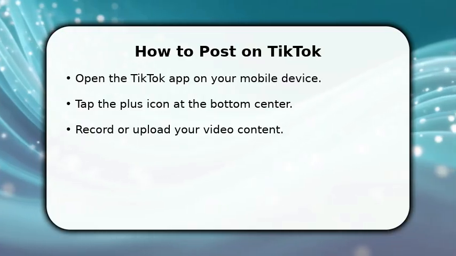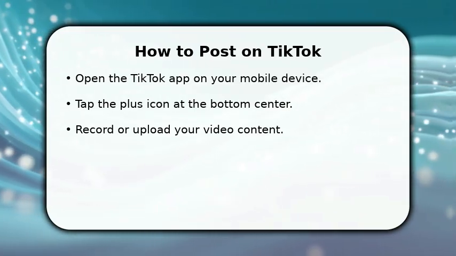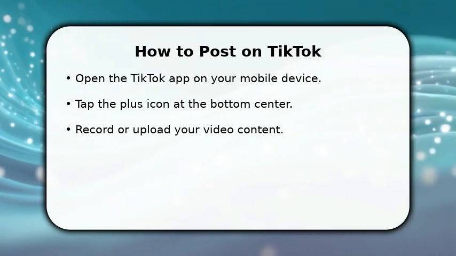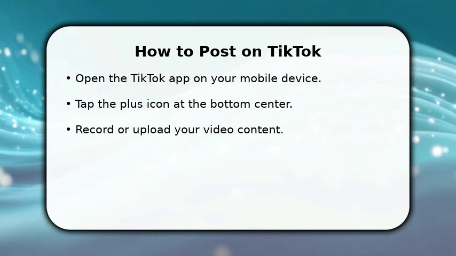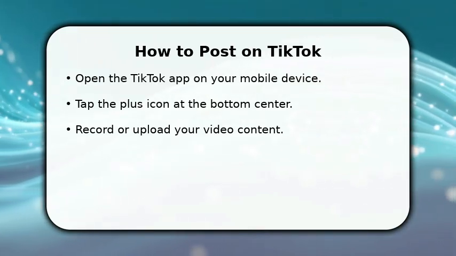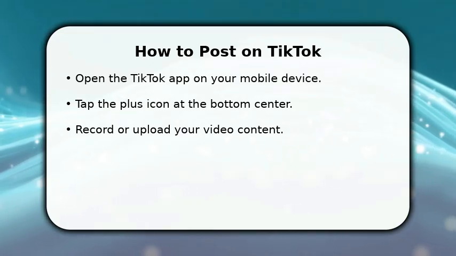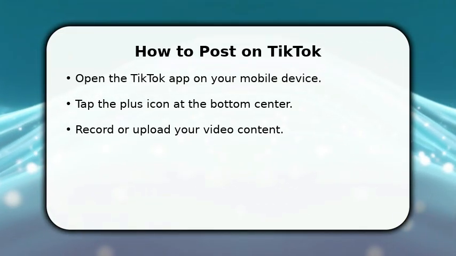In this video, I will explain how to publish a video on TikTok. First, open the TikTok app on your phone. Look for the plus icon at the bottom center of your screen and tap it. This will open the camera or allow you to select a video from your gallery. You can record new content or upload an existing video you've already created. Make sure your video is ready to share with the world.